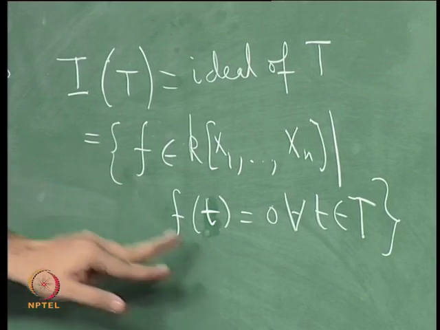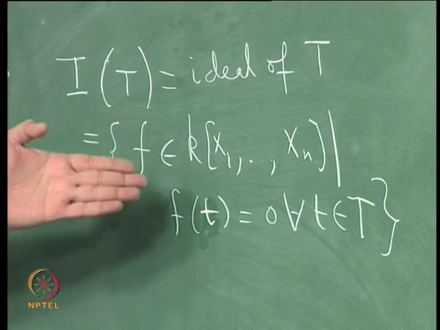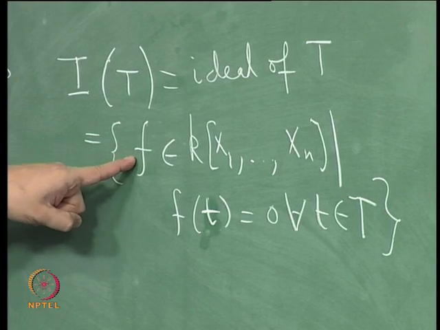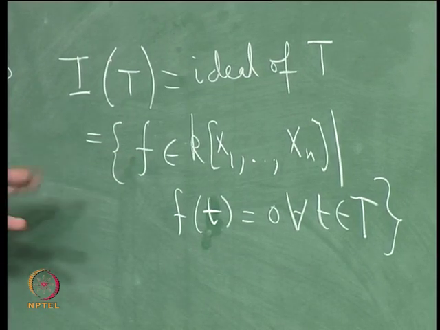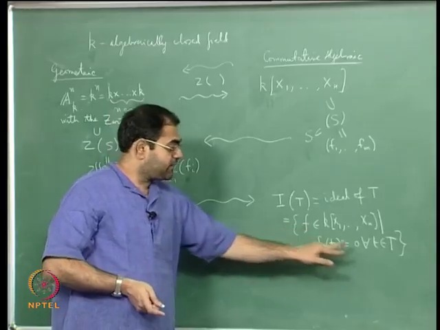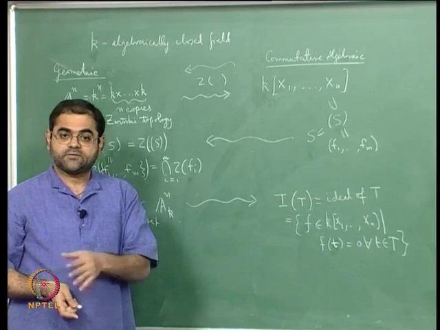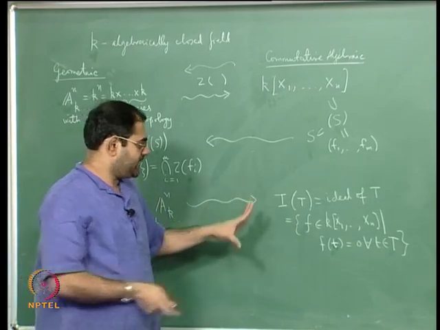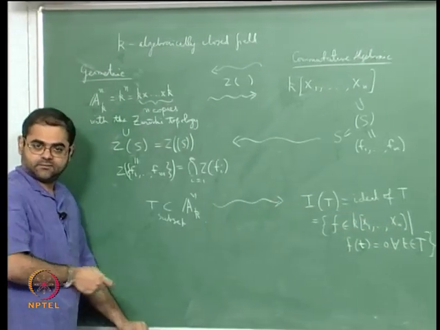And of course 0 vanishes at every point of T, so 0 is there, so this is closed under addition, this has 0. And of course for that matter if f vanishes at every point of T, so does minus f. And also if f vanishes at every point of capital T, then multiplying f by a g will also vanish at every point of capital T, so this is an ideal. So it is in fact an ideal, and this is called the ideal corresponding to the subset.